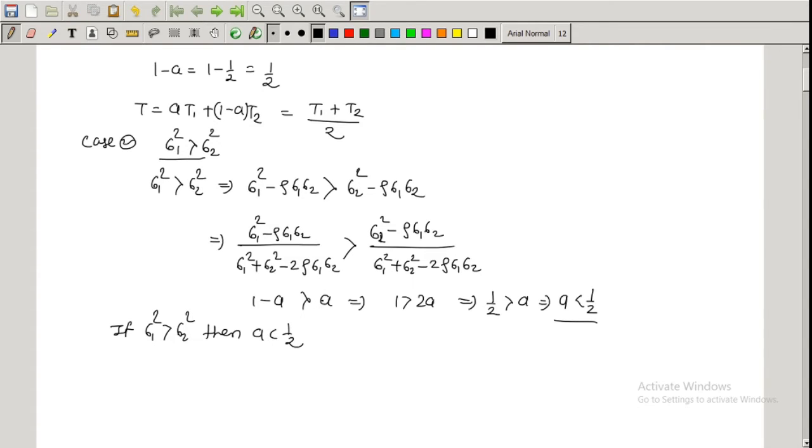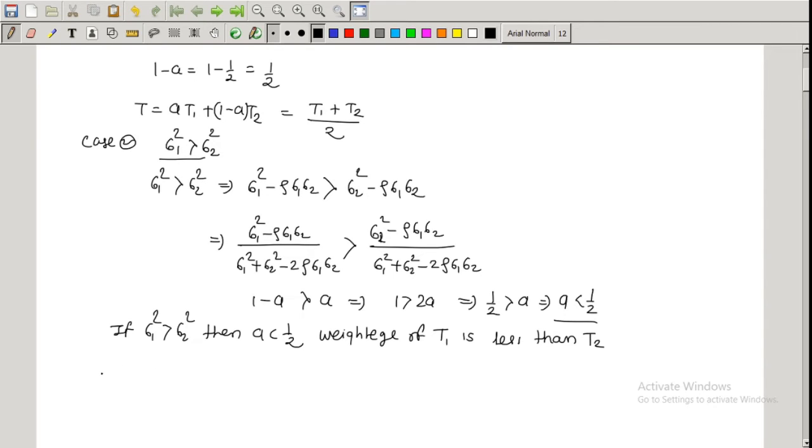So the weightage of T1 is less than that of T2, because you know the formula is A into T1, and A is less than 1 by 2. That's why the weightage of T1 is less than T2.